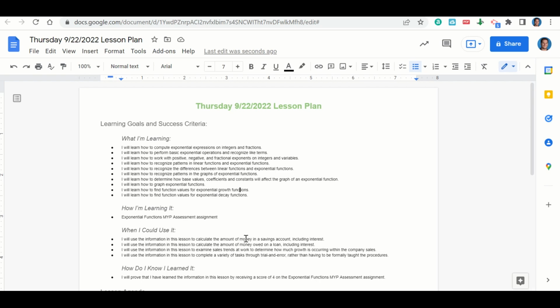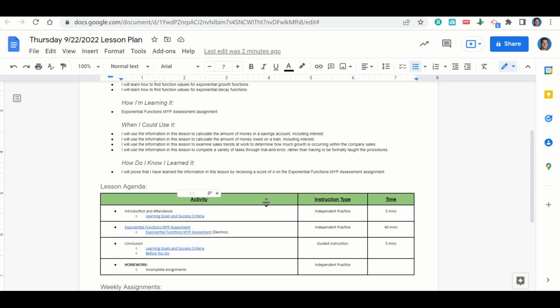To calculate the amount of money in a savings account including interest, to calculate the amount of money owed on a loan including interest, to examine sales trends at work to determine how much growth is occurring within the company's sales, and to complete a variety of tasks through trial and error rather than having to be formally taught the procedures. How do we know we learned it? By getting a score of 4 on the exponential functions MYP assessment assignment.